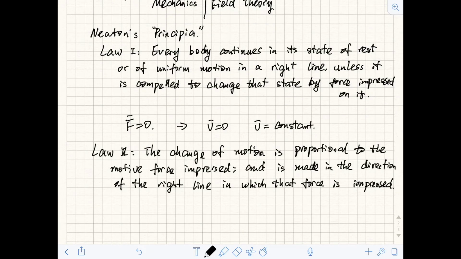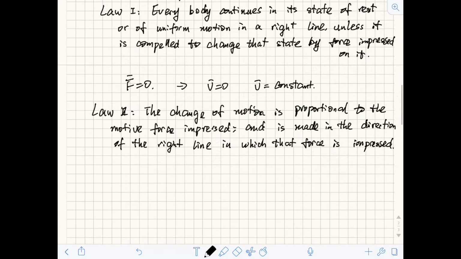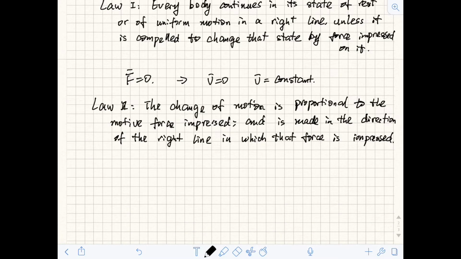Okay, so the second law says the change of motion is proportional to the motive force impressed, and it is made in the direction of the right line in which the force is impressed. And this is the most popular one that we have learned in physics, which is F equals ma. So the force you exert on an object is equal to the mass times acceleration.